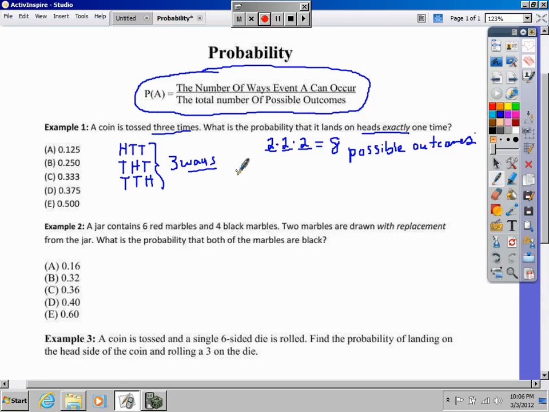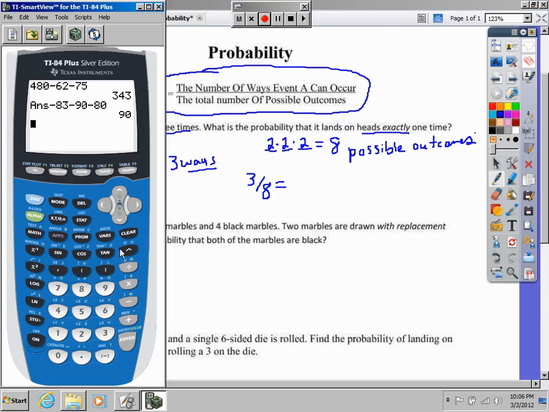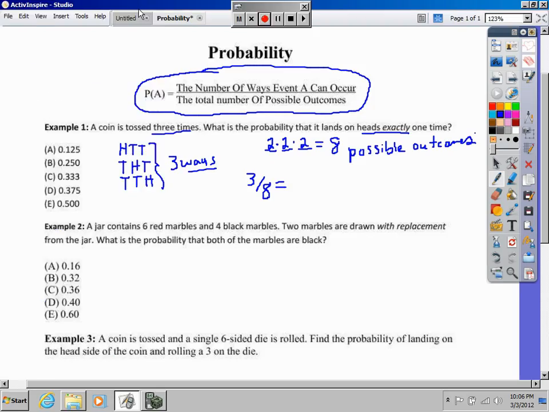So when I compute my probability, I take 3 and divide that by 8. When I divide 3 by 8, I end up with 0.375. So 0.375 is the probability that it will land on heads exactly 1 time if I flip a coin 3 times.